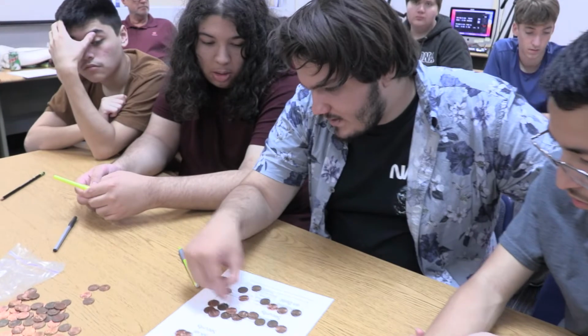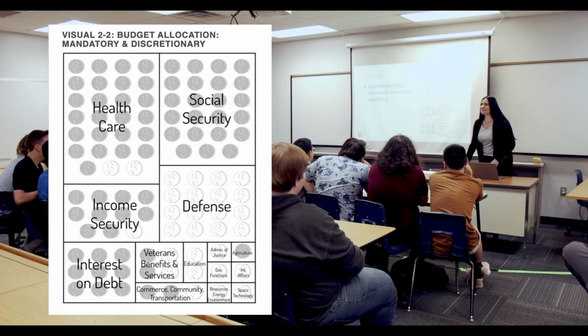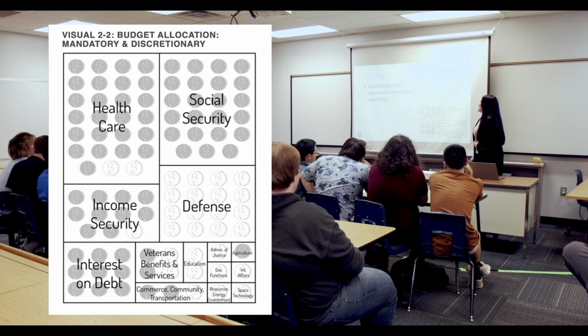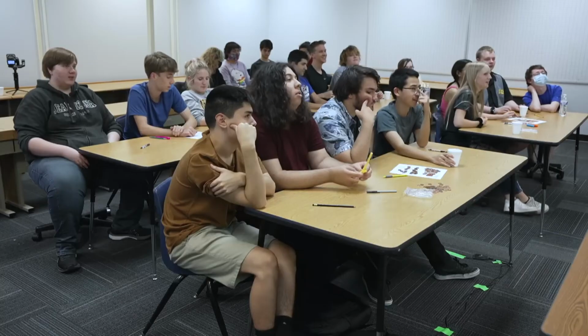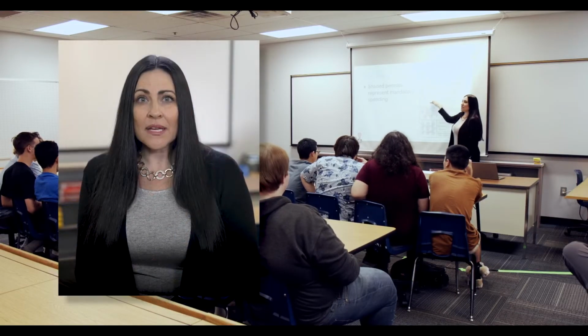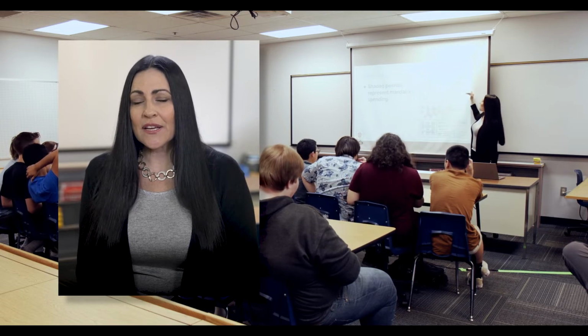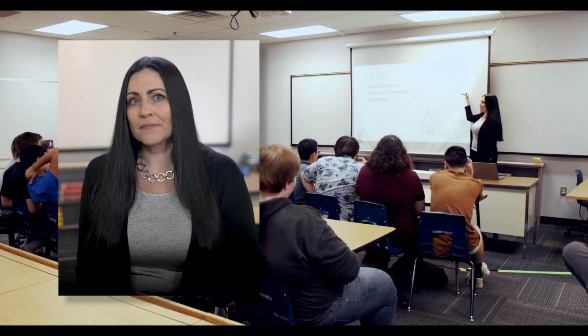After a few minutes, display Visual 2 to show the actual breakdown between mandatory and discretionary spending. Okay, were you close? Explain that while interest on the debt is not determined by law, it is a commitment the government made when it borrowed the money previously, so it's included here with mandatory spending.